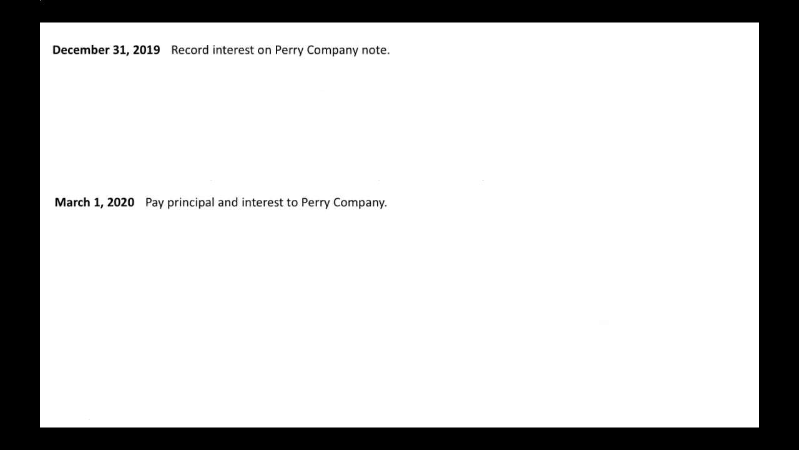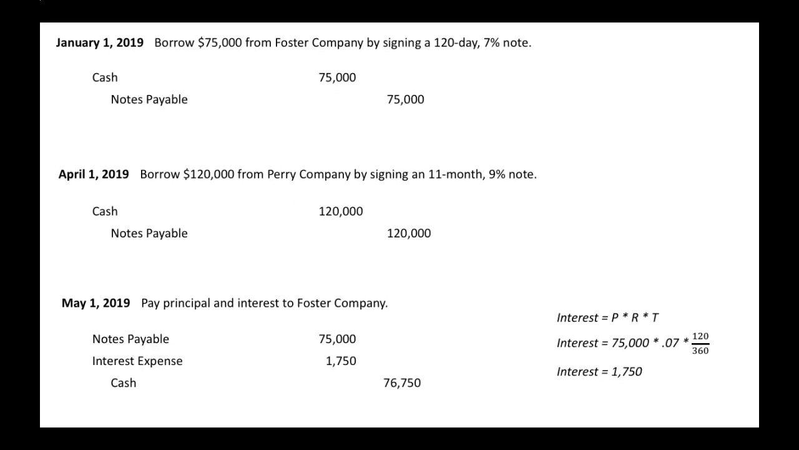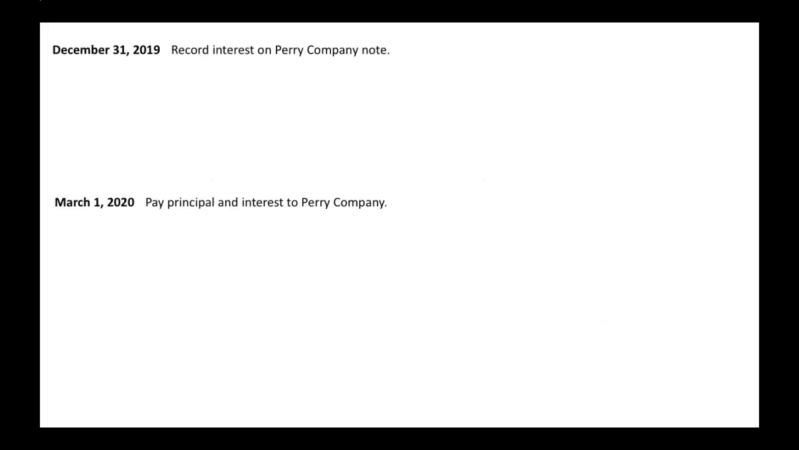So now on December 31st, we need to record the interest on the Perry Company note. So the Perry Company note, that's our note from April 1st. So what accounts are we going to be dealing with here? Well, we need to debit our interest expense and credit interest payable because we aren't paying the interest yet. That will come later on March 1st. Here we just want to record this expense.